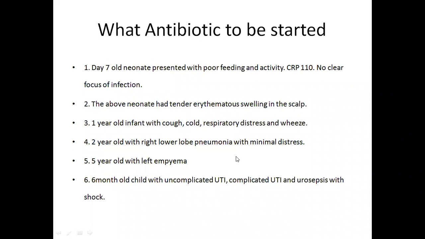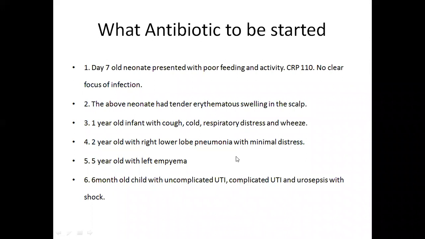But if the child is having shock, that means the bloodstream infection was already there. For bloodstream infection, I need a bactericidal drug rather than a bacteriostatic drug. So there I want to choose vancomycin. When the child is clinically stable and the bloodstream infection is gotten rid of, and it's only covering the lung part, then I will switch over to linezolid. Okay.